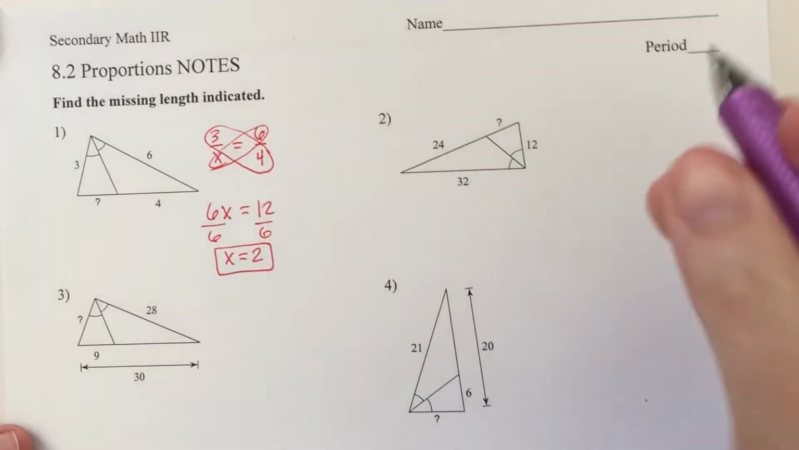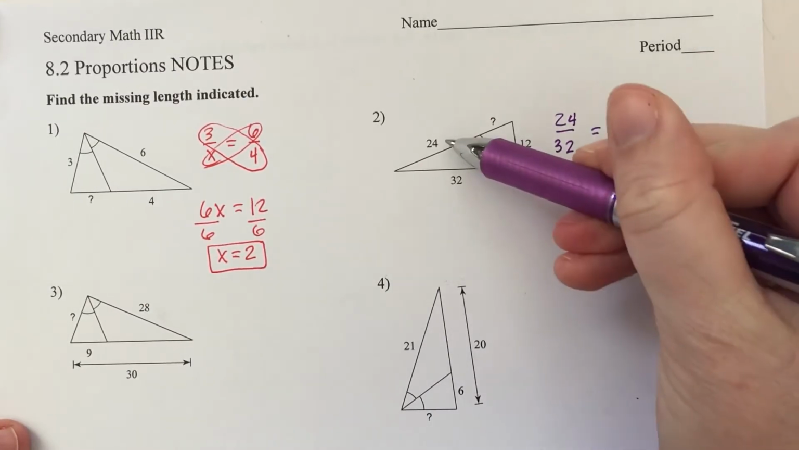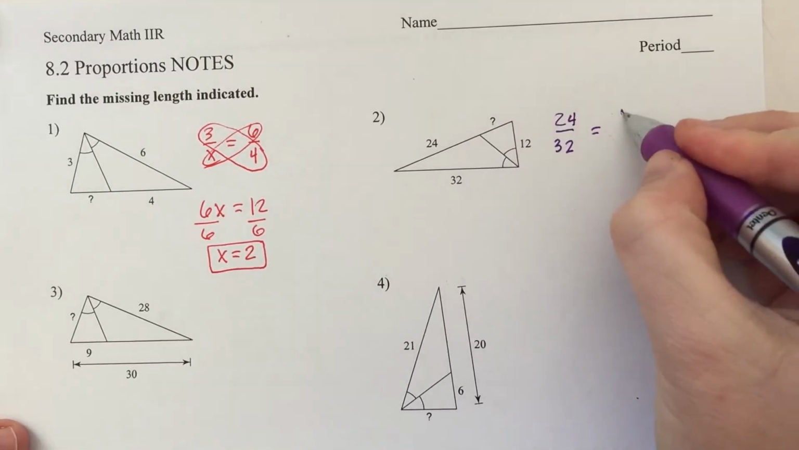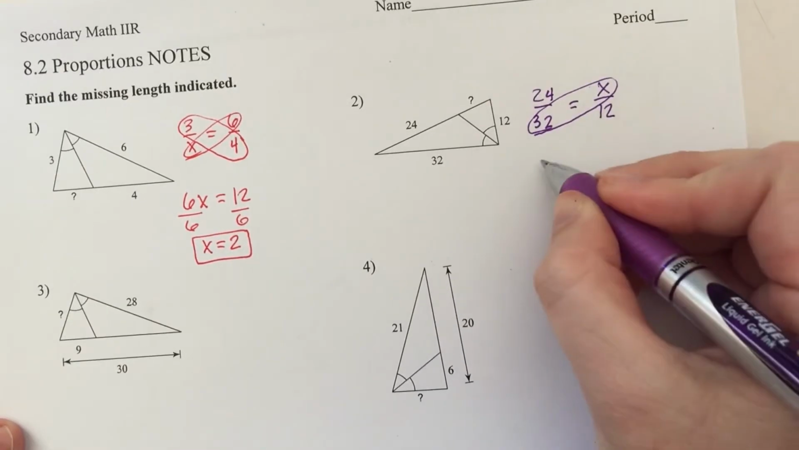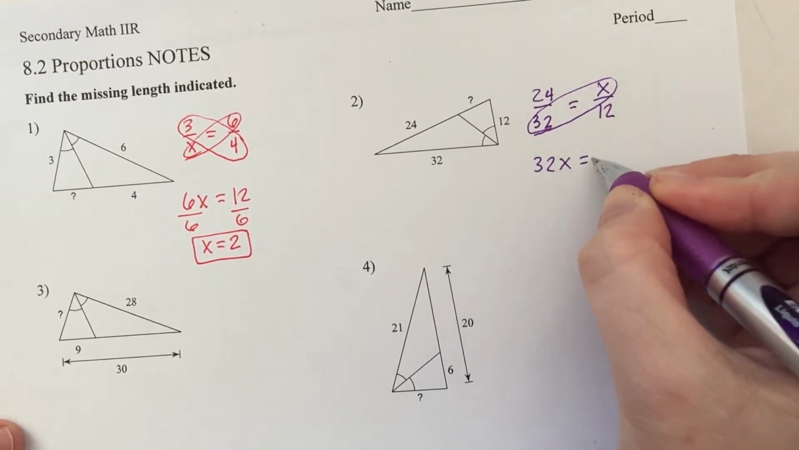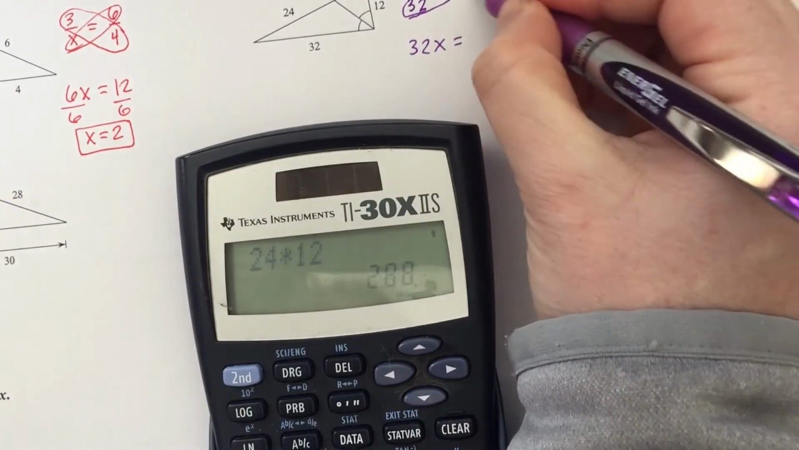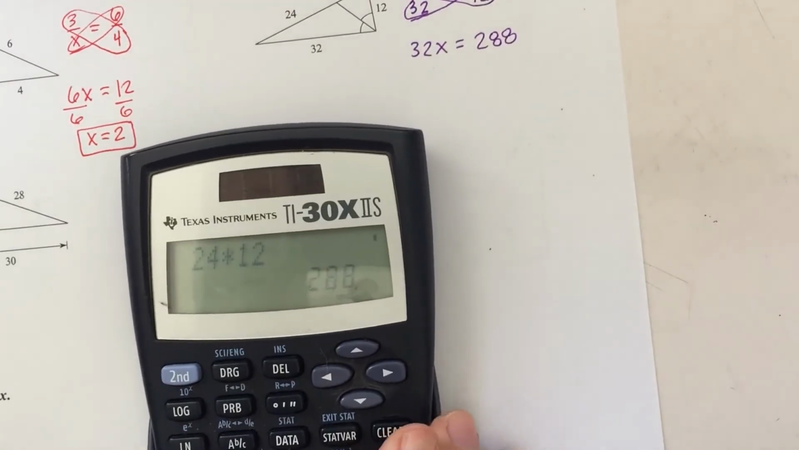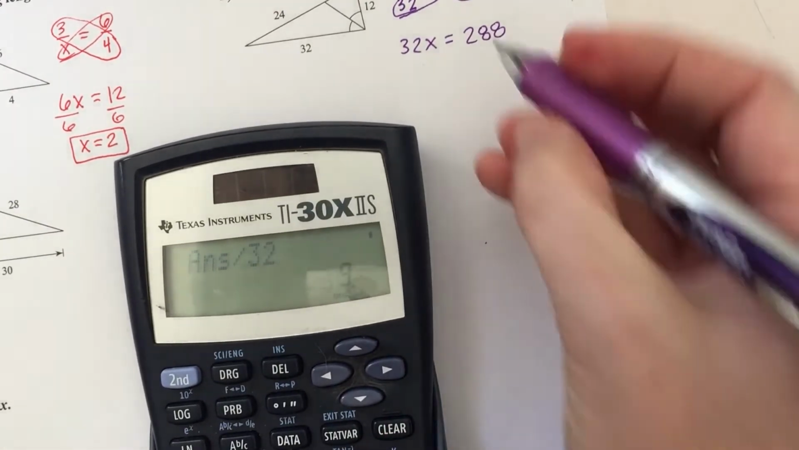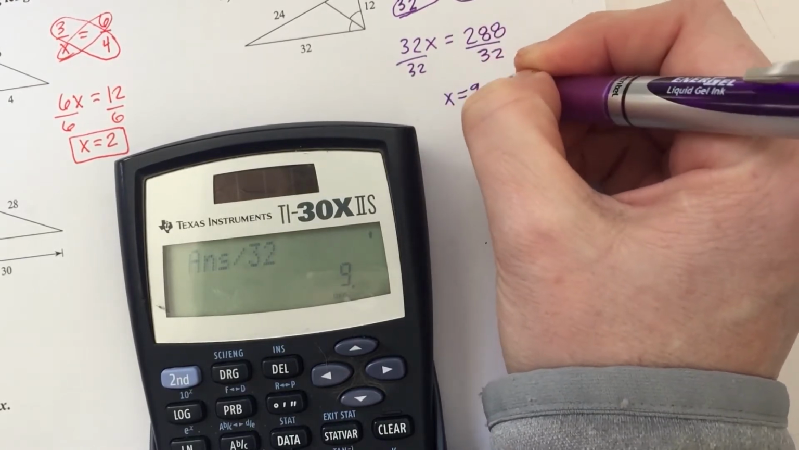Example 2, if I do 24 over 32, the next setup would be x over 12. I cross multiply, I'd get 32 times x is equal to 24 times 12, which would be 288. Then I would divide by 32 on both sides, and x is equal to 9.